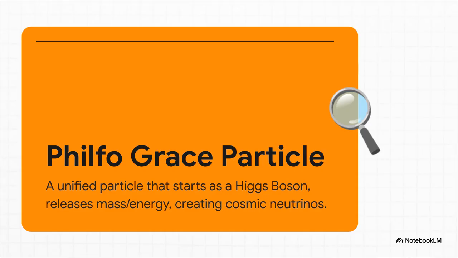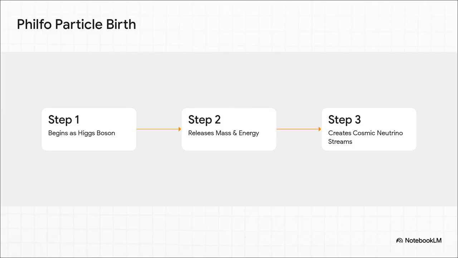So what is this thing? Well, according to the source, it's not something totally new. It actually starts its life as a Higgs boson, the famous particle that gives other particles their mass. But then something amazing happens. It transforms, it releases all of that mass and energy, and in doing so, it creates these streams of cosmic neutrinos. So you can really think of it in 3 simple steps.